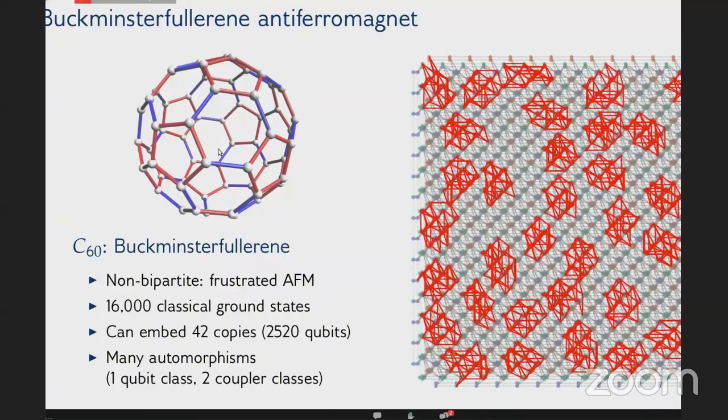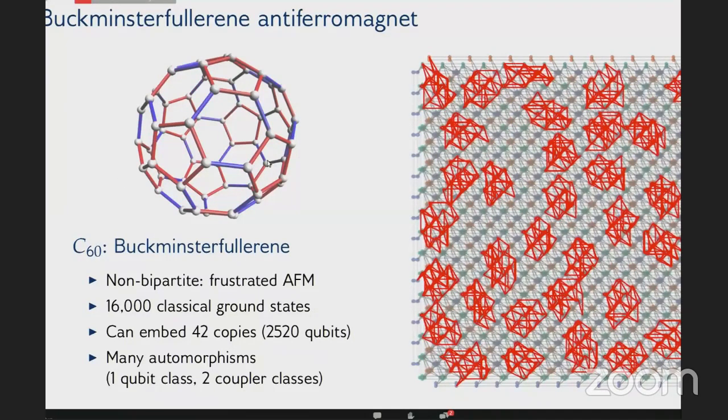So you have huge degeneracy if you just look at the antiferromagnetic case where everything is +1. You get 16,000 classical ground states. And in this Pegasus graph, you can actually embed 42 vertex disjoint copies using over 2,500 qubits. And you'll note that even though this seems like a sparse smattering of buckyballs, this is using more qubits than you had available in any of the previous processors.